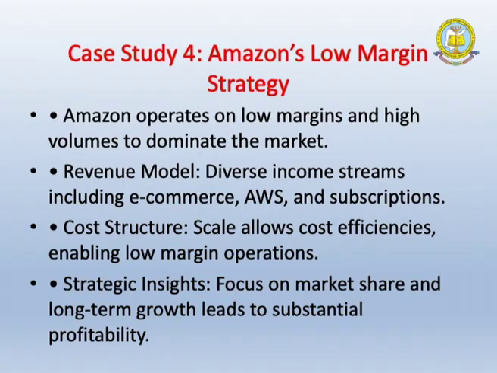And the revenue model of Amazon, if you see, has diverse income streams, including e-commerce, AWS and other subscriptions. The cost structure allows efficiencies, enabling marginal operational margins. Then the strategy is focusing on market share in the long run. It leads to substantial profitability. There is one more strategy here, consolidation. We are not going to talk about that here, because that's not part of the present topic.